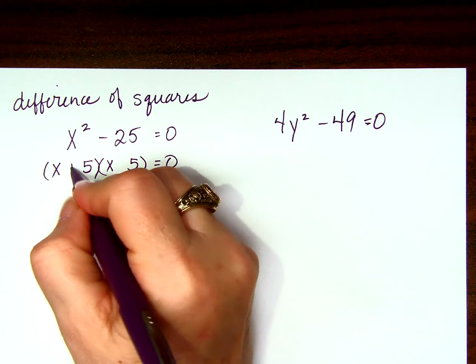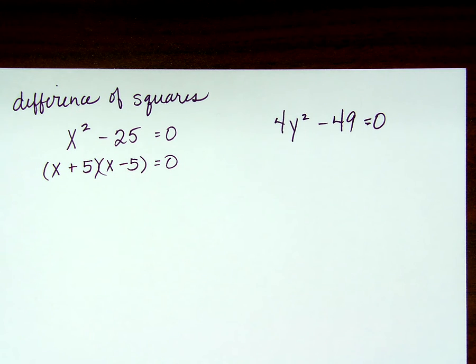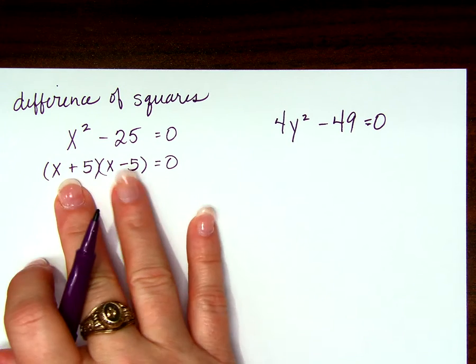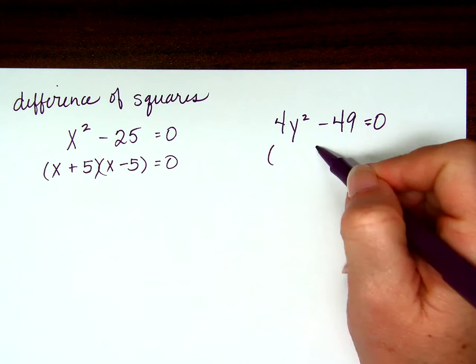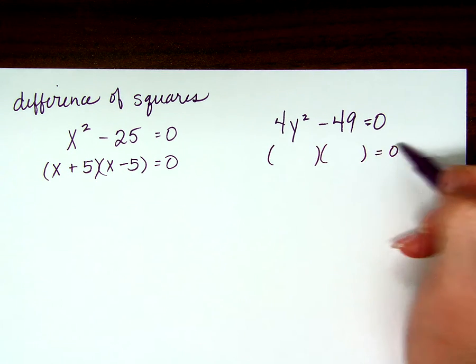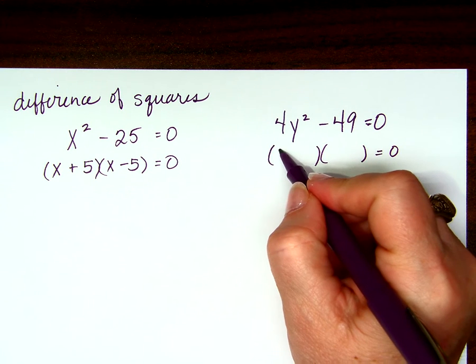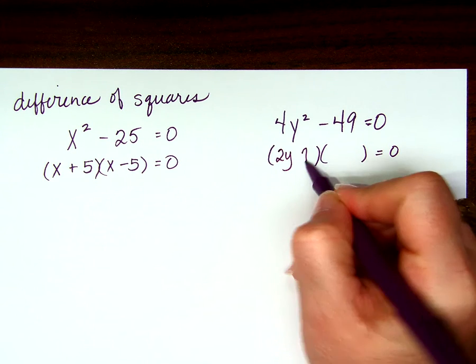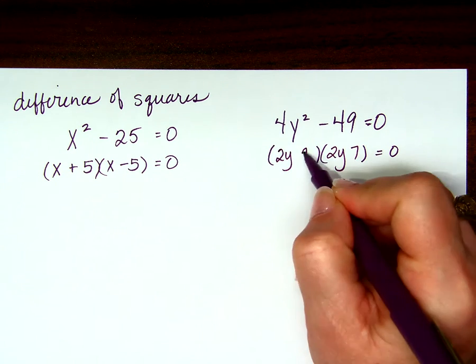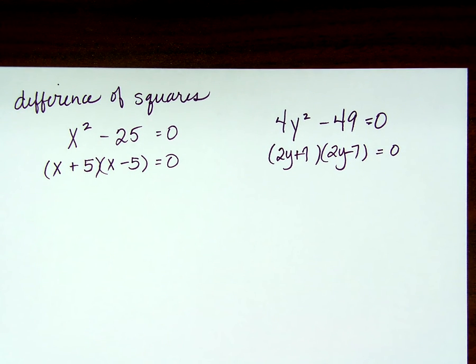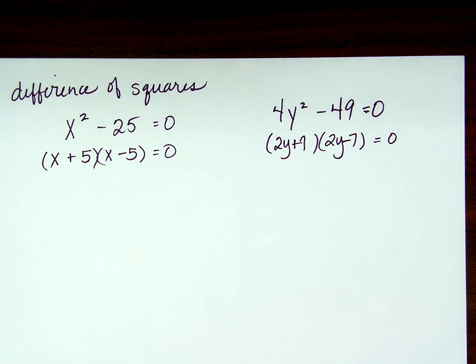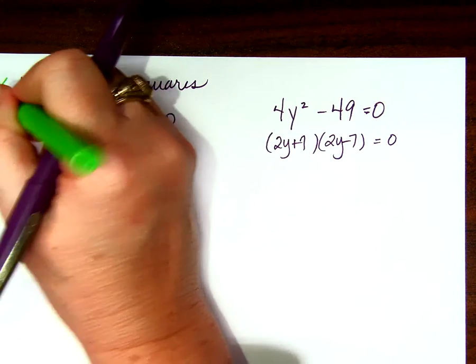Yep, they're opposite signs, right? One's plus and one's minus. And then we're done, and then all we have to do is set each of these equal to 0 to get the solutions. But these are the factors, right? What about this one? What would we write for this one? 2y and 7. And then opposite signs, plus and minus. Got that? So that's the difference of squares. So that's the first one that we're going to talk about.